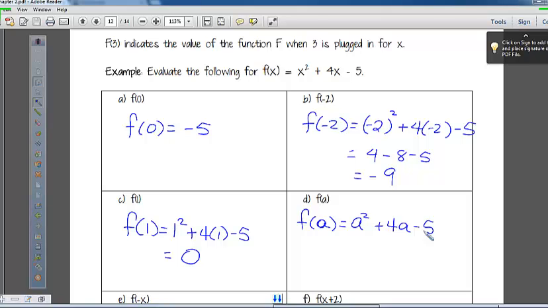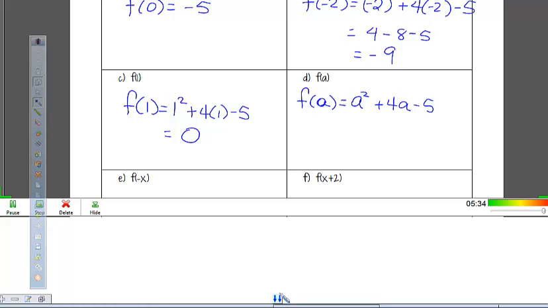If I want to look at f of, I would leave it just like that. Usually if we're factoring, we're trying to solve for something, but I would leave it just that way. Now f of negative x, if I plug that in, we get what?